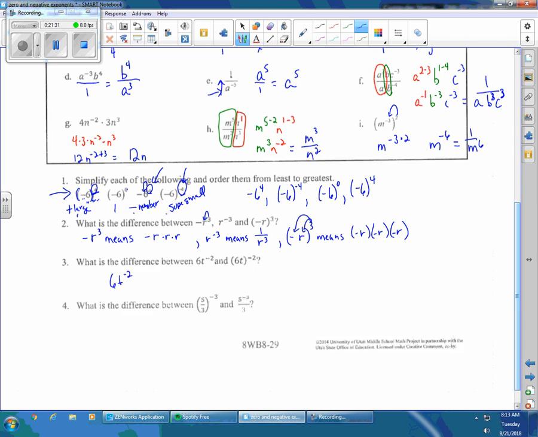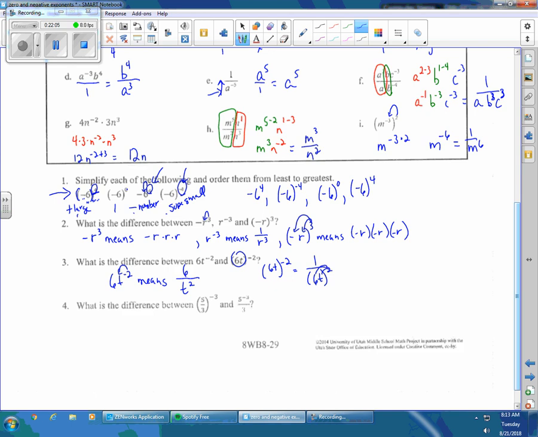6t to the negative second, that means 6 stays in the numerator, the negative second only attaches to the t to the positive second. Now if it's all in parentheses, this is going to mean 6t to the negative second, that's going to be 1 over 6t, keep them in parentheses, to the positive second, because you want that 2 to hit everything inside. The parentheses make sure that it hits everything inside.